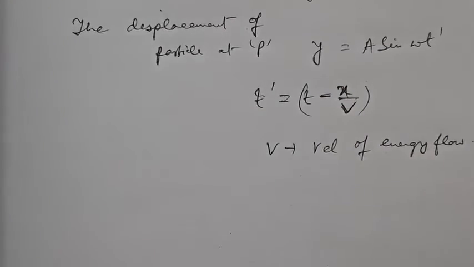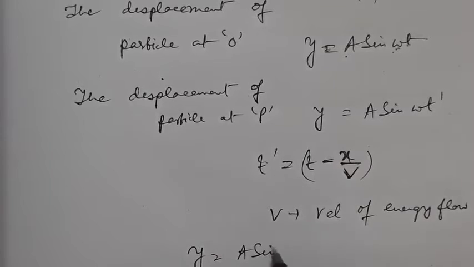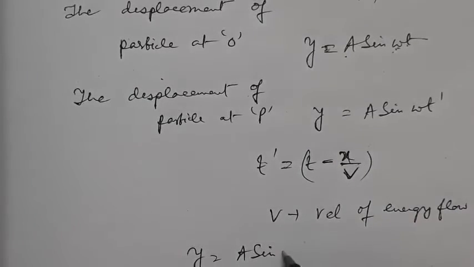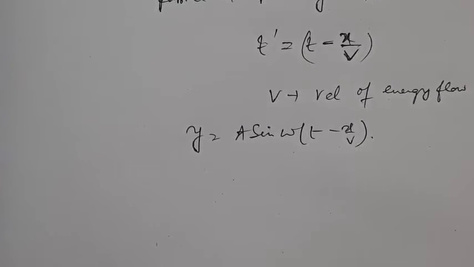So these two equations we have. y is equal to a sine of omega t dash. Instead of t dash, I am replacing it with t minus x by v. Now this is the equation of the particle at point P.